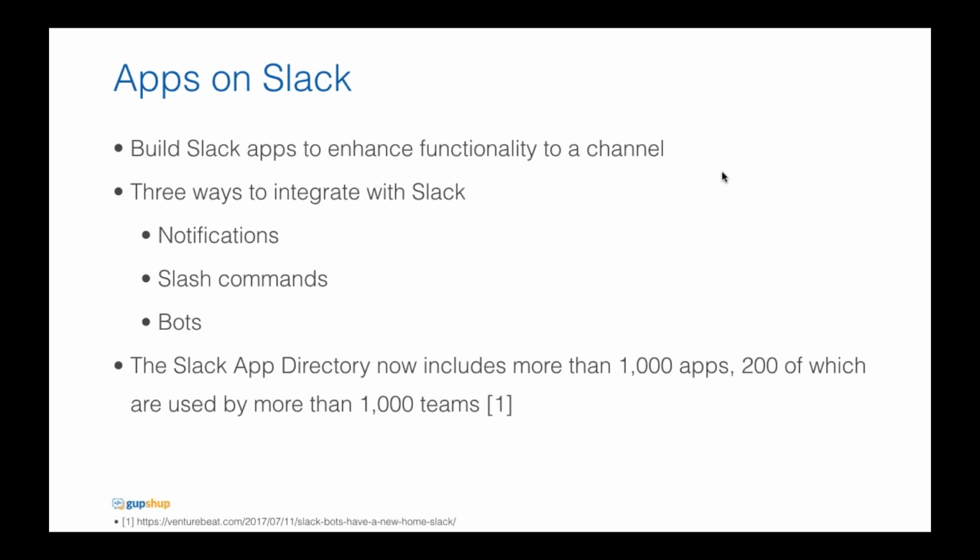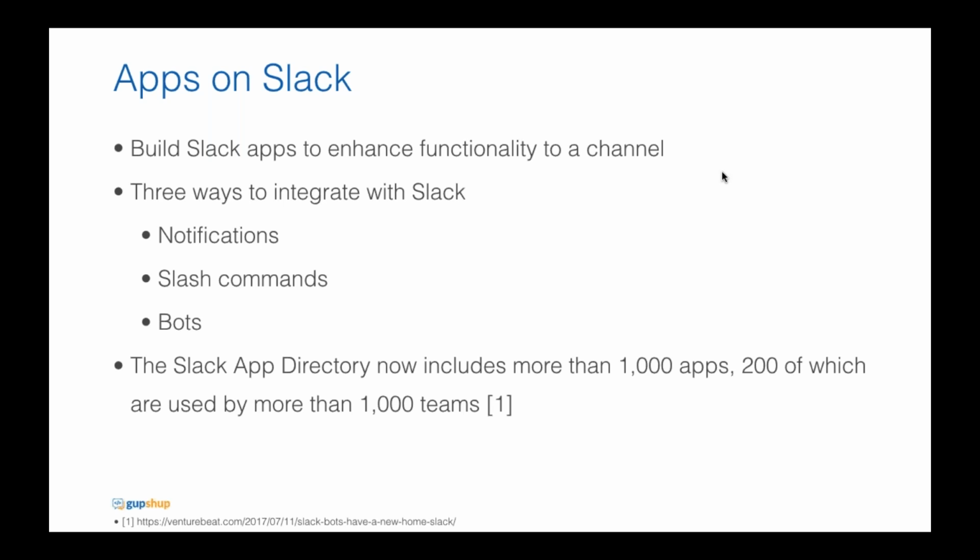Right, so there are three ways to integrate with Slack within a bot. One is through notifications, one is through slash commands, and one is through a bot itself. Right, so these three ways can be packaged within an app for you to integrate with, to enhance functionality. Most people choose the option of the slash command or the bot because that's the easiest and most intuitive for a user.